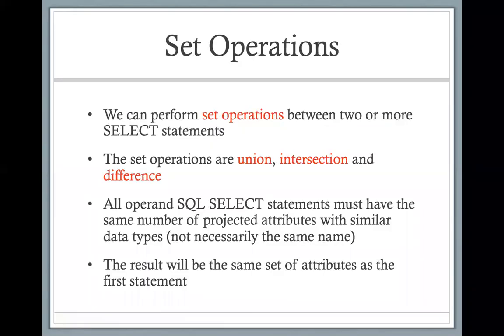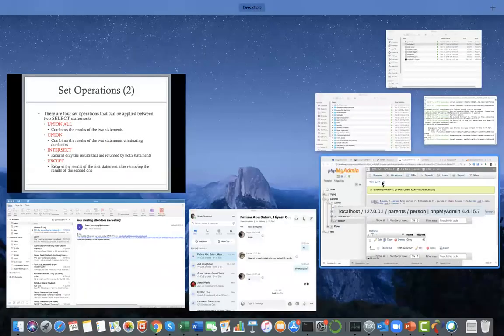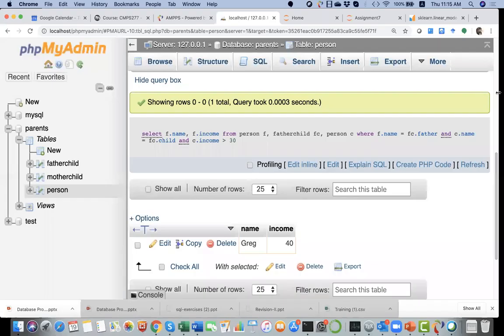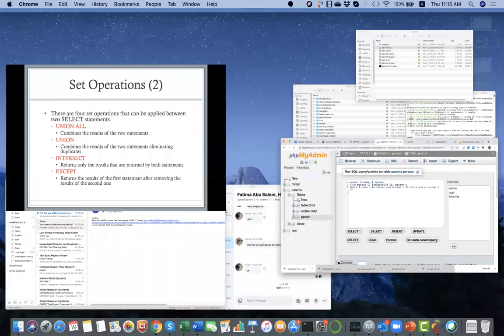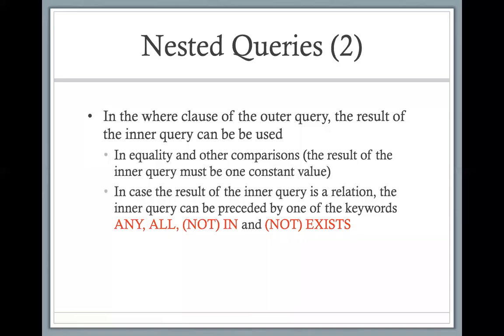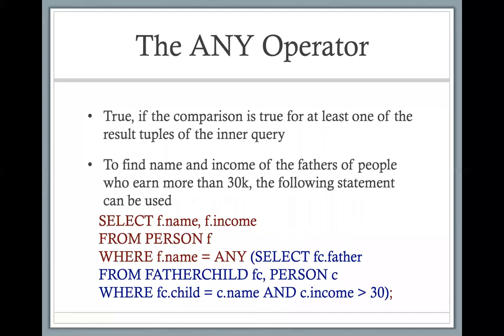So let's do this using a nested query. We're going to use the any operator. The any operator is true if the comparison is true for at least one of the result tuples of the inner query. What do I mean by this? I mean that this inner query would return multiple rows, multiple records.